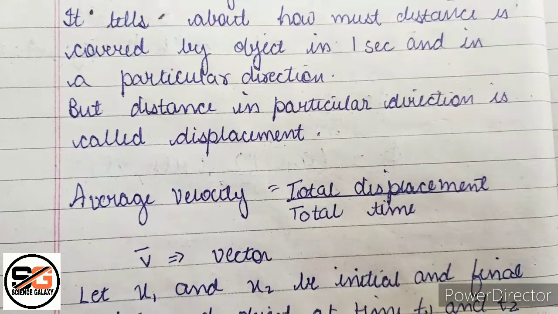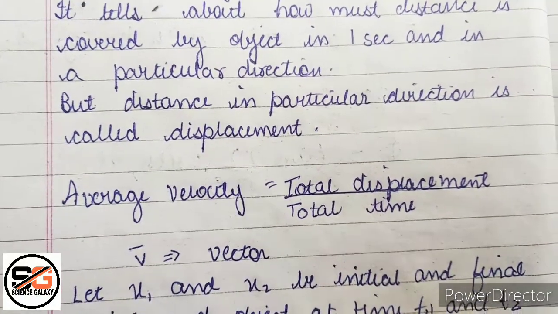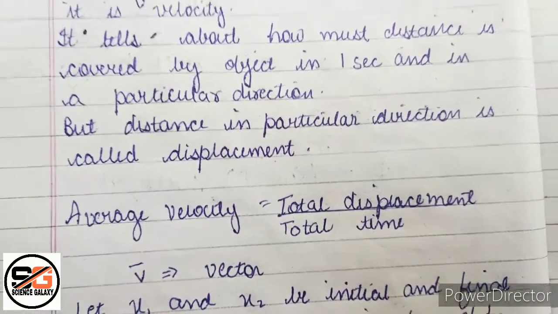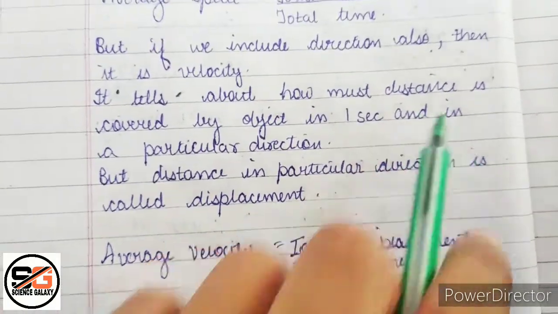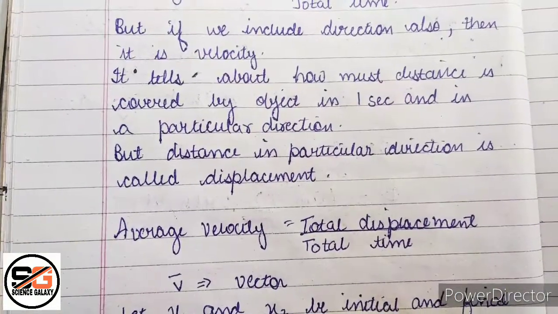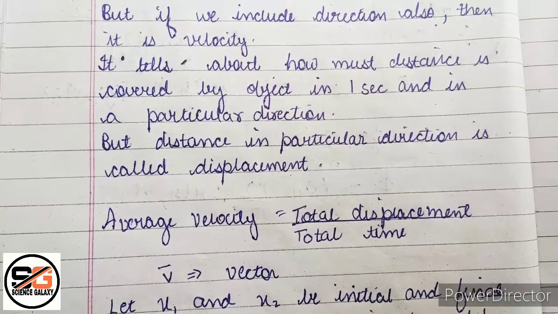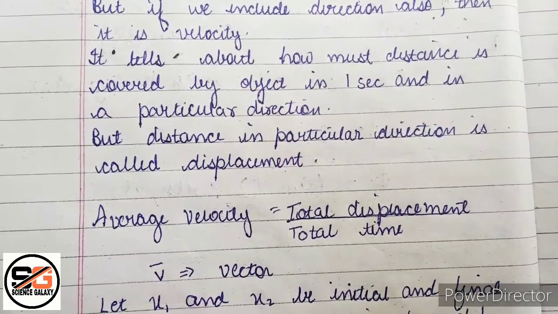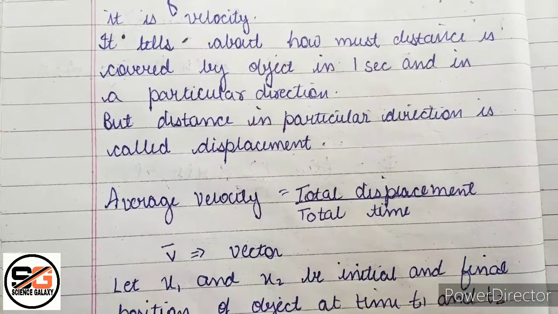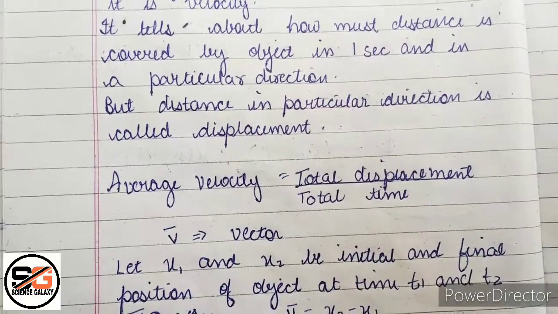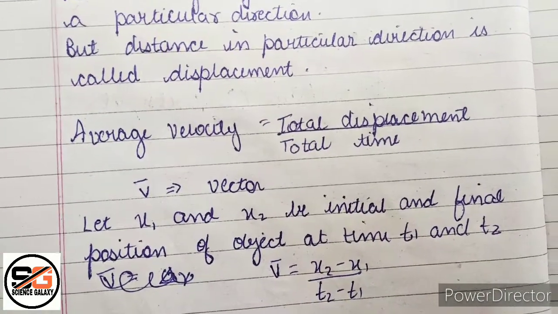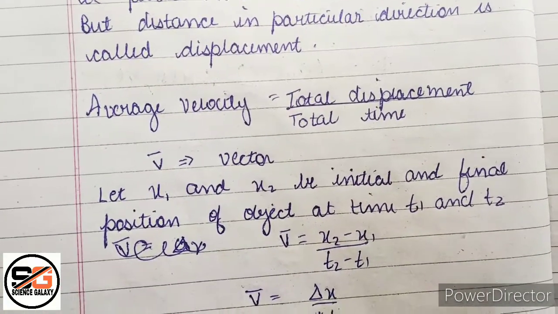But we very well know about displacement. Displacement is the distance covered in a particular direction. So we can say distance covered in a particular direction means displacement. So what is velocity? Velocity is displacement per second. How much displacement has been covered in unit time is called velocity. Average velocity is total displacement upon total time.